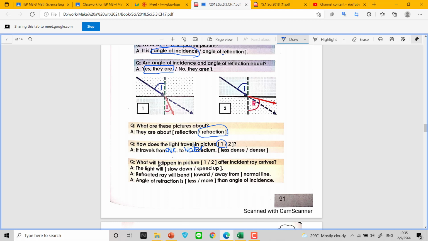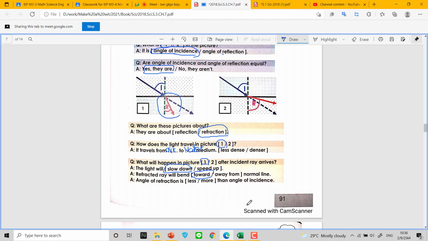Next one, student. What will happen in picture one? The light will slow down or speed up. Picture one, the air to water. Slow down. Very good. Next one, the refracted ray will bend toward or away? Easy, easy. Toward.